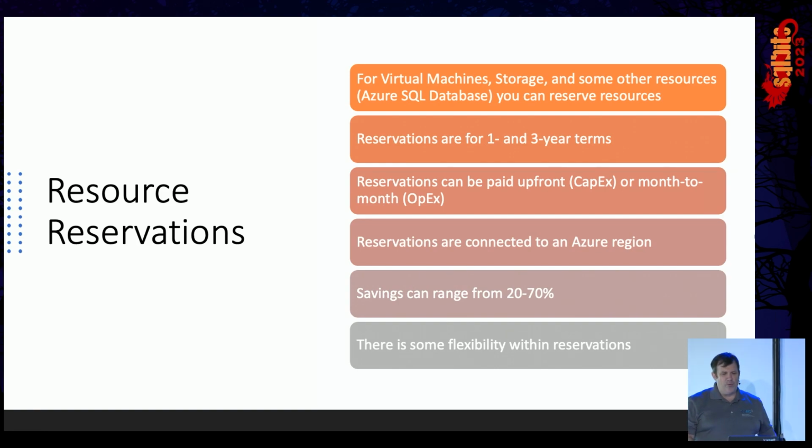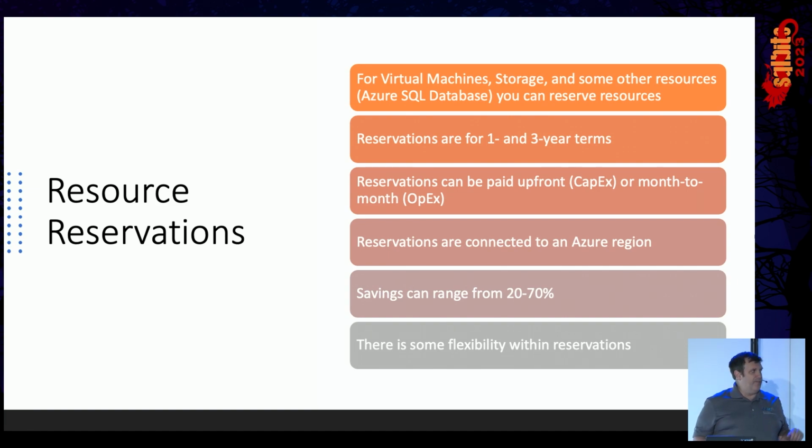These reservations are for 1 to 3 year periods, and they'll get you discounts for between 20 and up to 72%. You'll see bigger discounts on VMs and on compute than you will storage, which leads me to believe Microsoft's margins are a lot lower on storage than they are in compute. And when reservations started, they were originally only paid upfront or capital expense. But now you can pay them month to month to make them operating expense, so your finance people can be happy no matter what you do.